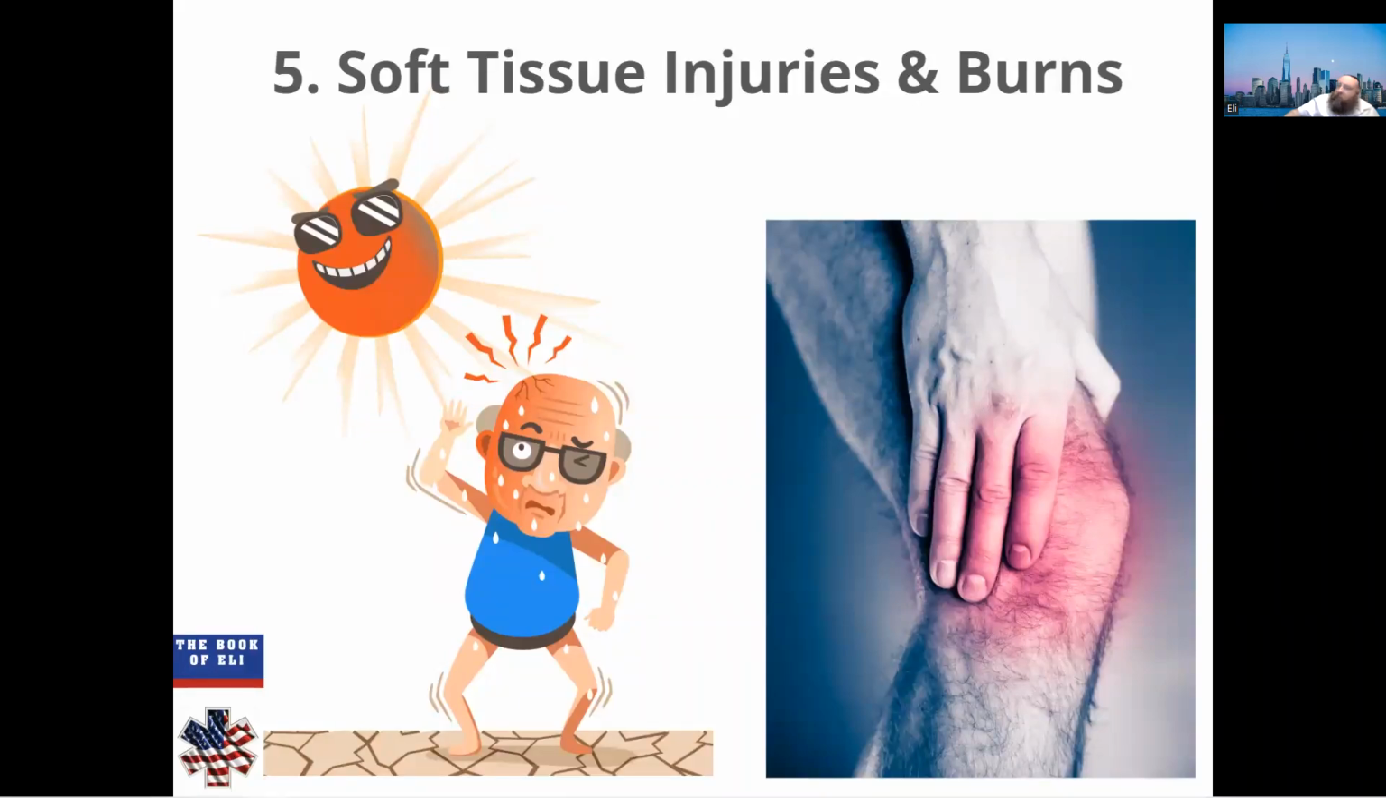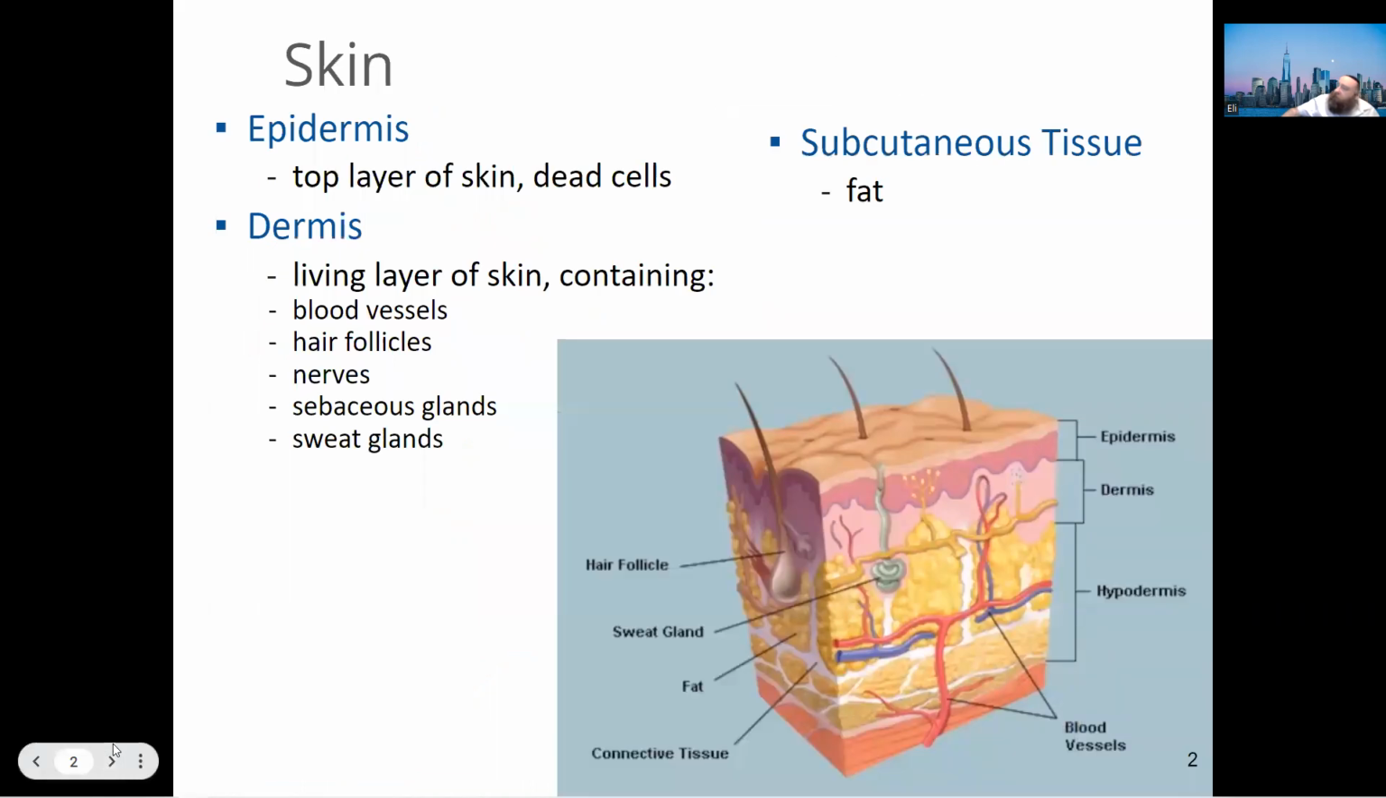So this is chapter 5 of the Book of Eli, and we're going to discuss tonight soft tissue injuries and burns. These are the topics that we're going to discuss. So we always review the anatomy that is appropriate for the type of injuries or sicknesses that we're going to deal with.